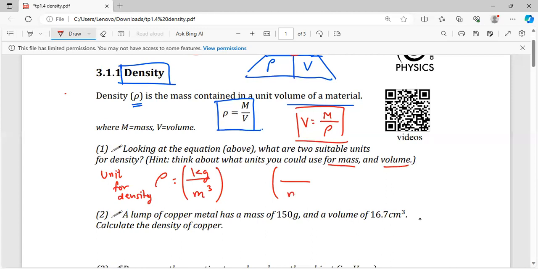That's correct. What about the mass? You can try maybe grams. Yeah, it's okay. You can use gram over milliliter. That's also fine, similar to this. That's correct. Thanks for answering. That's the answer for number one. All right, we're going to continue.